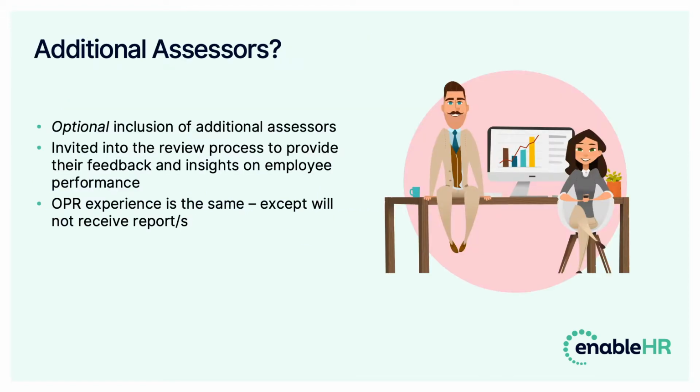It is important to note that the OPR provides organizations with the option to gain feedback from 2 or more assessors. The additional assessor can be another manager, team coordinator, or peer, for example, who is invited into the performance review process to provide their feedback and insights based on their dealings or working relationship with that employee. The experience for additional assessors when completing their assessment is the same as we will cover today. However, they will not receive the summary report and are only included in any employee discussions if invited into the process.